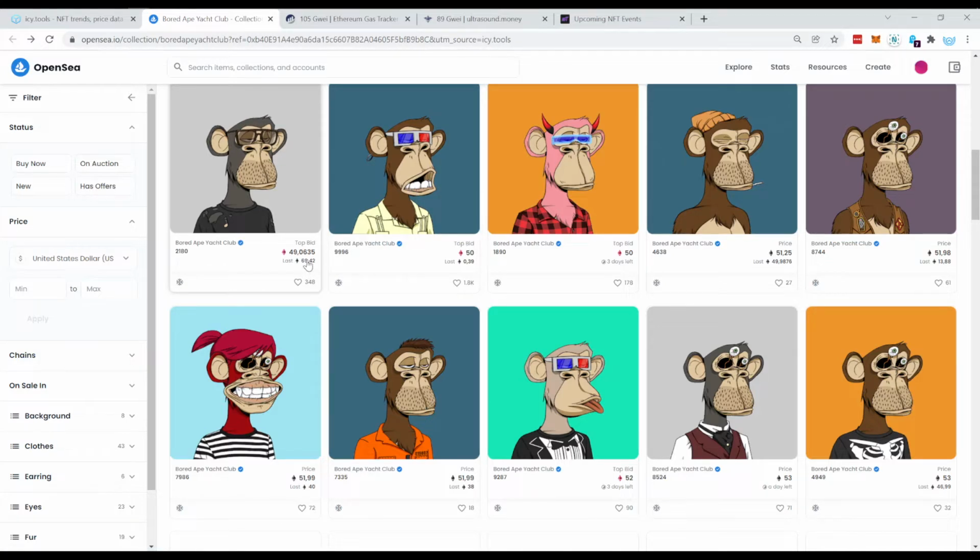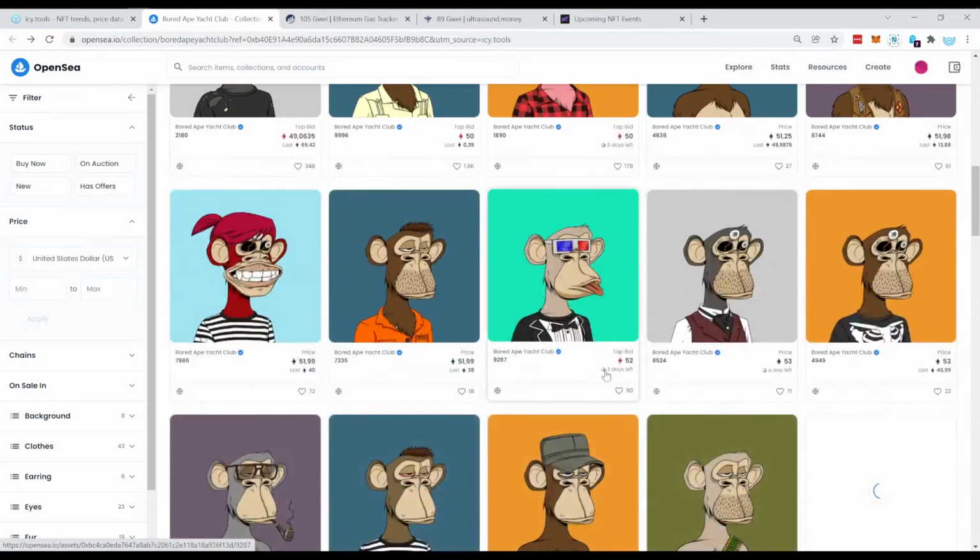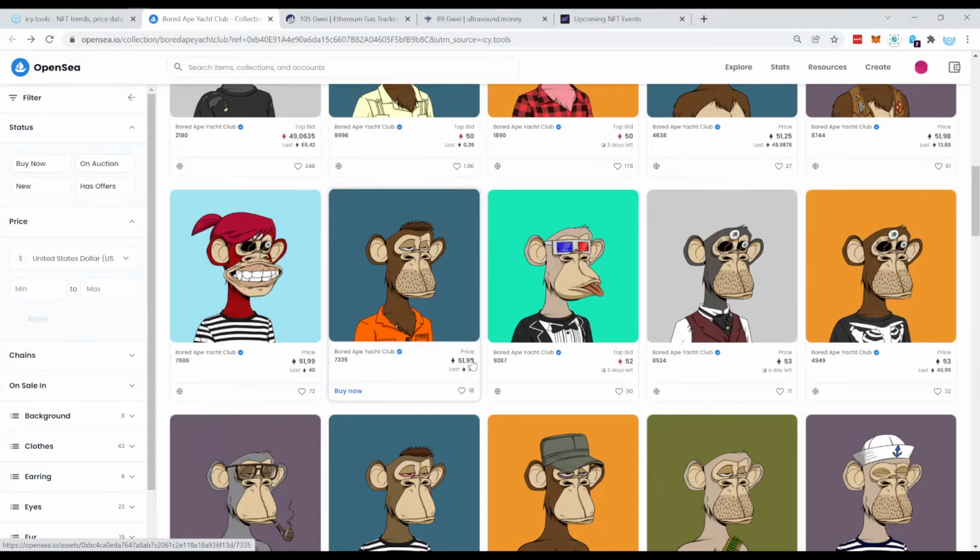For example, here you can see the last price was 69 ETH and now it's only worth 49, right? Or this one was last sold for 49, it's now 51. This one 13, now 51. So as you can see, most of the prices went up, 38 to 51, and so on and so forth.